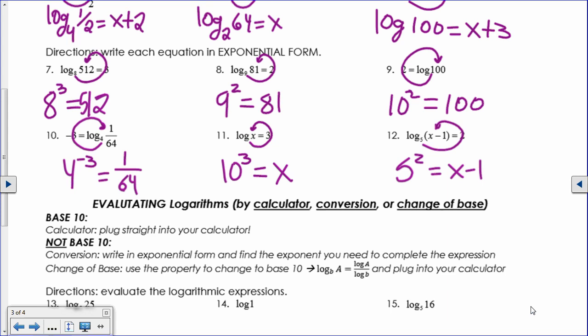Like these two equations where you have x's in them, you have to do the conversion first, and then you would do the algebraic steps to finish solving it. So you guys need to know how to convert to begin with. Is everybody okay with that?